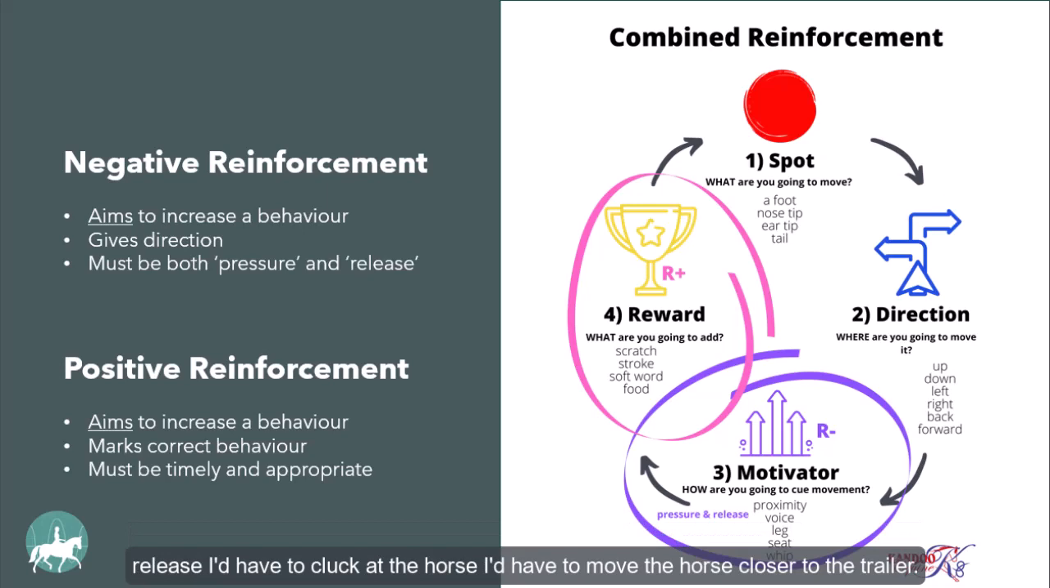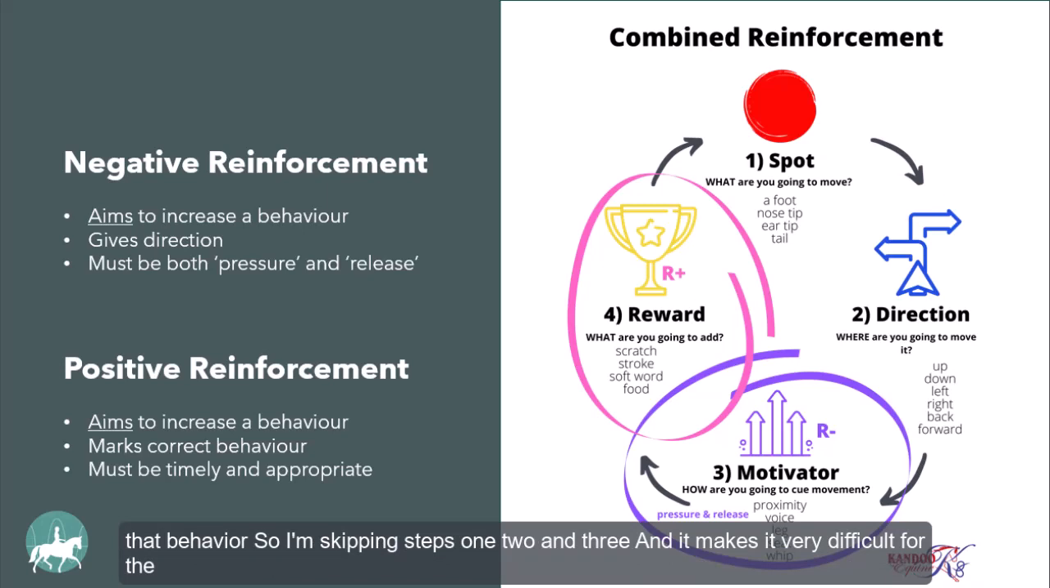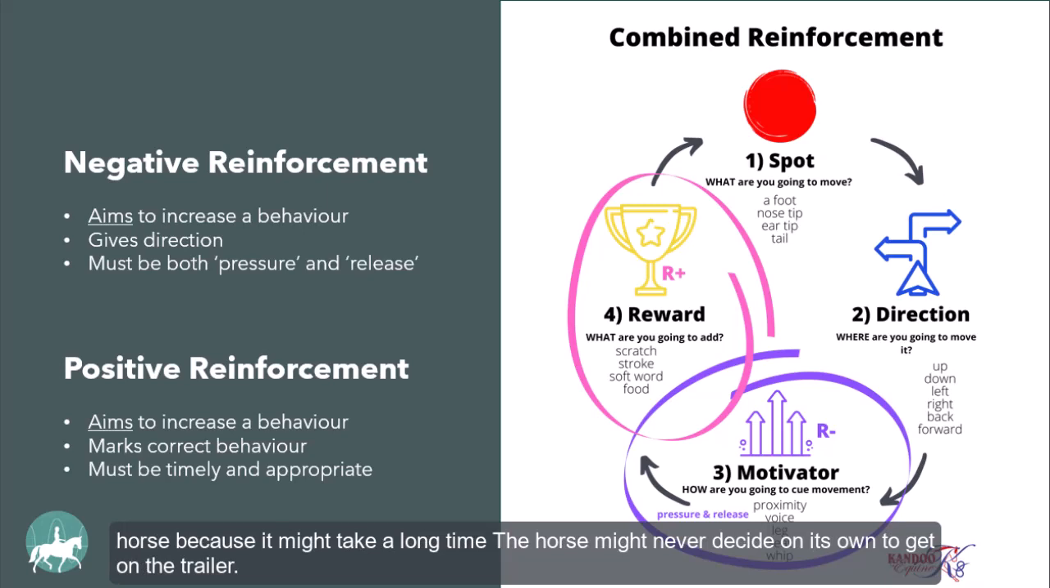I'd have to cluck at the horse. I'd have to move the horse closer to the trailer. All I can really do is wait until the horse decides to step on the trailer and then reward that behavior. So I'm skipping steps 1, 2, and 3. And that makes it very difficult for the horse, because it might take a long time. The horse might never decide on its own to get on the trailer. And so that's why we use combined reinforcement, because it adds so much clarity to our training.